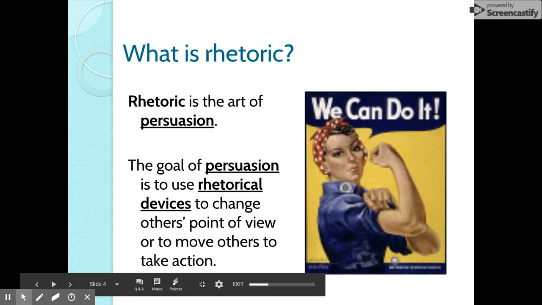Rhetoric is the art of persuasion. The goal of persuasion is to use things called rhetorical devices to change others' point of view or to move others to take action. Today we're going to be going over very broad definitions of rhetoric. We'll get more into the rhetorical devices sometime next week.